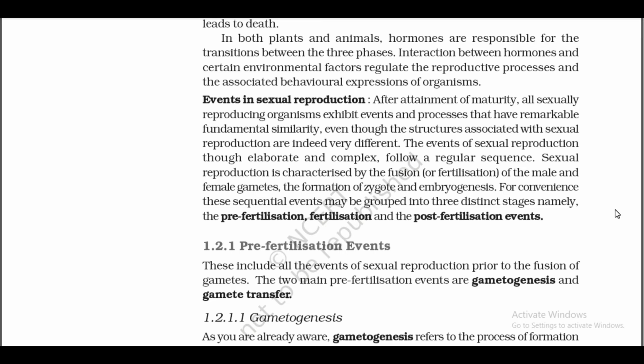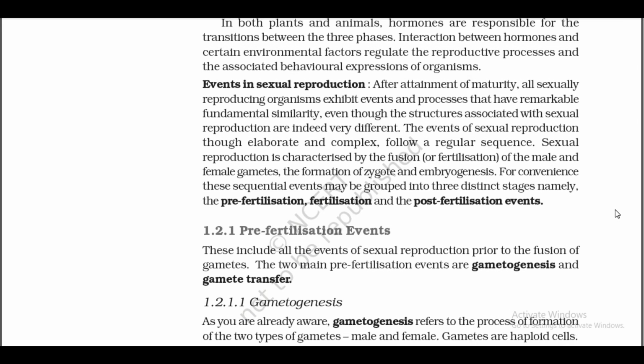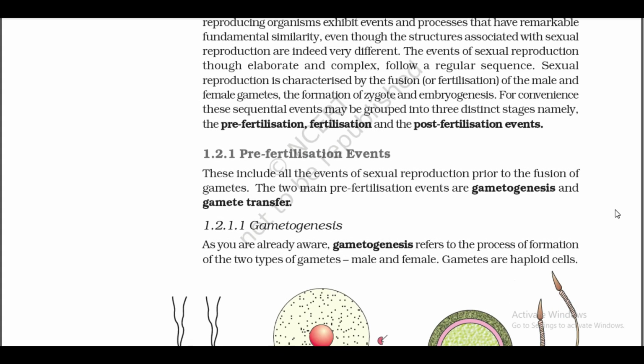The events of sexual reproduction, though elaborate and complex, follow a regular sequence. Sexual reproduction is characterized by the fusion or fertilization of the male and female gametes, the formation of zygote and embryogenesis. For convenience, these sequential events may be grouped into three distinct stages, namely the pre-fertilization, fertilization and post-fertilization.